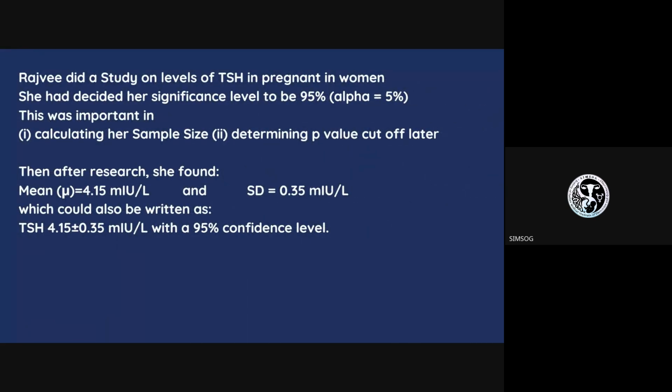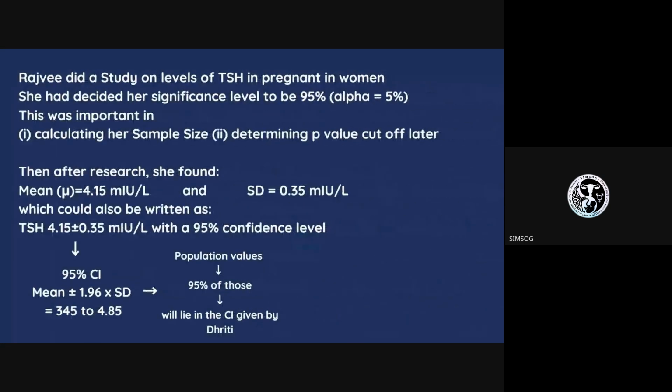Then she did her research and she found out in her population that the mean was 4.15 milli-IU per liter, and the standard deviation was 0.35 milli-IU per liter. Now we can also write it as TSH is 4.15 plus minus 0.05. That's how you write mean plus minus standard deviation with a 95% confidence level, because that's how you will tell your study findings.